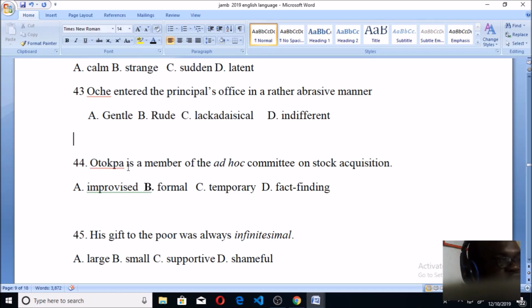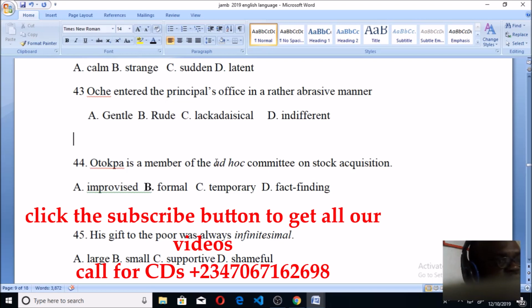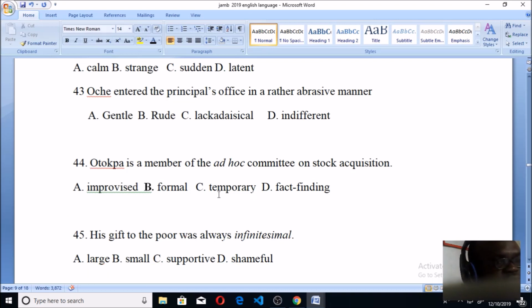So let's continue. Otoba is a member of the ad hoc committee on stock acquisition. The word is ad hoc. So what is the meaning of the word ad hoc? And the options are A, improvised, B, formal, C, temporary, and D, fact finding. So what is the opposite of ad hoc?